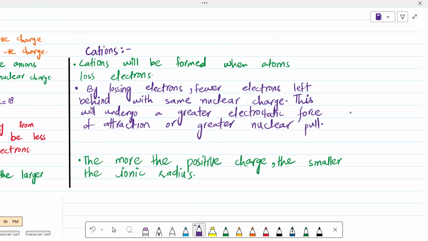There's a greater nuclear force, so they'll be closer together, so the radius will be less.